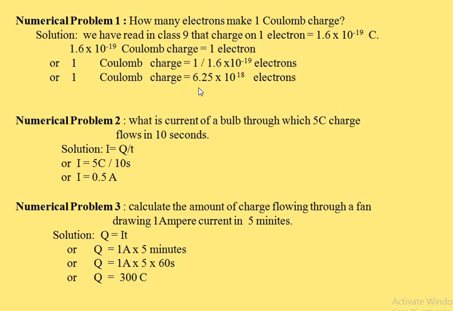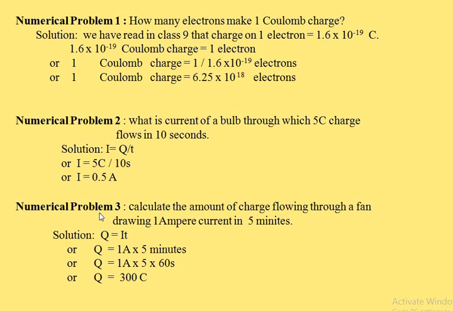Now you can remember this value too. Charge on 1 electron, as you already know, and 1 coulomb charge is formed by 6.25 × 10^18 electrons. Here the second numerical: what is the current of a bulb through which 5 coulomb charge flows in 10 seconds? So you know I is equal to Q by T. Putting the values, you can easily calculate. Here current will be 0.5 ampere.